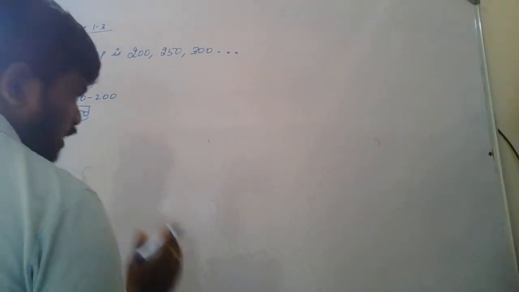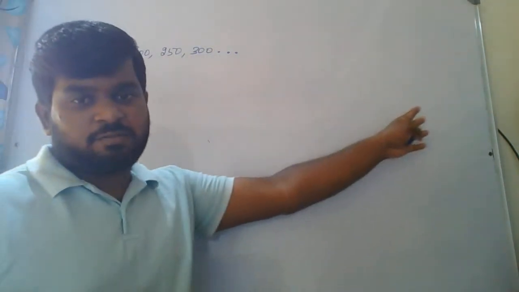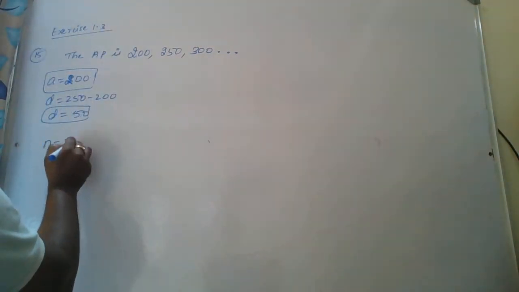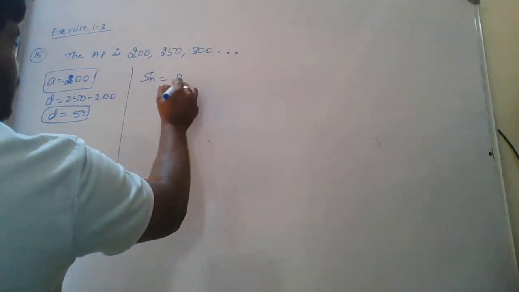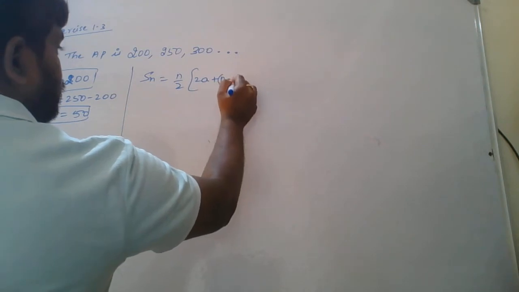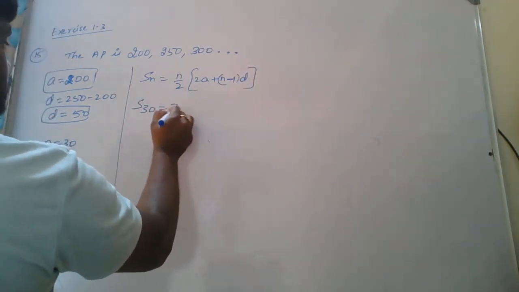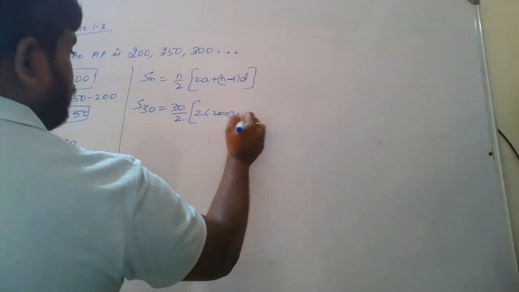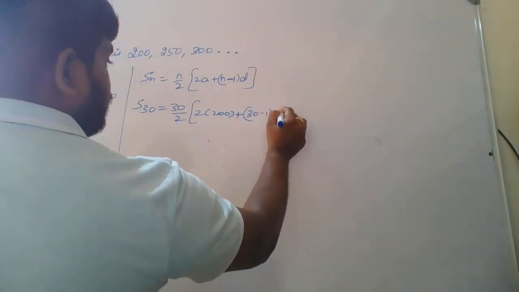The total amount that he has paid means I have to add everything: 200 plus 250 plus 300 plus 350, so on up to 30 numbers. So your n value is 30 because it is 30 days. So let's take the formula. Sn is n by 2 into 2a plus n minus 1 into d. So n is 30.